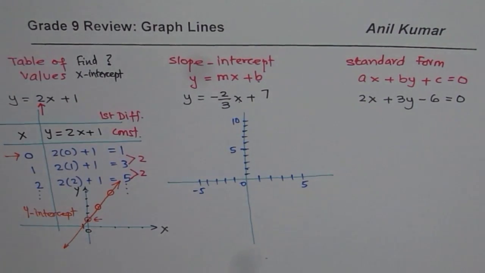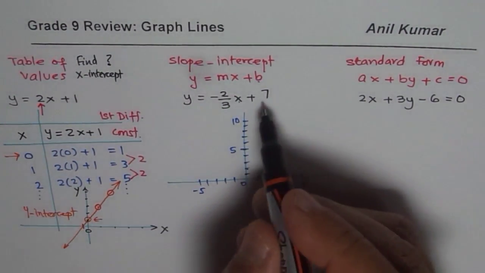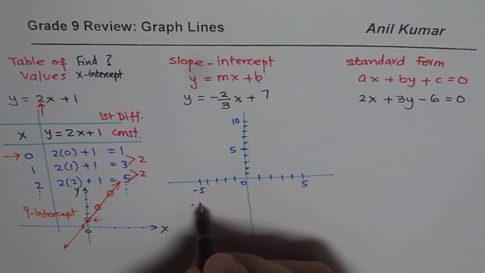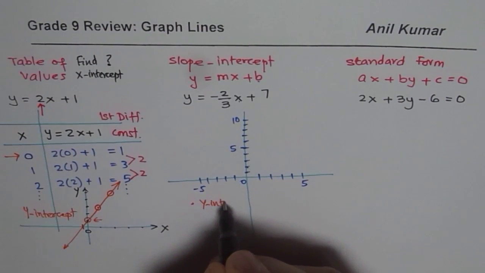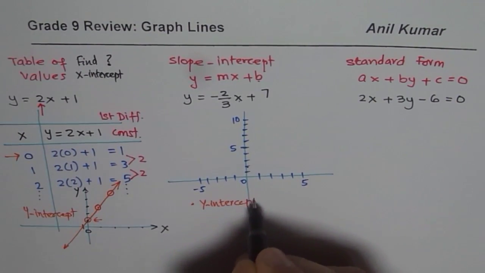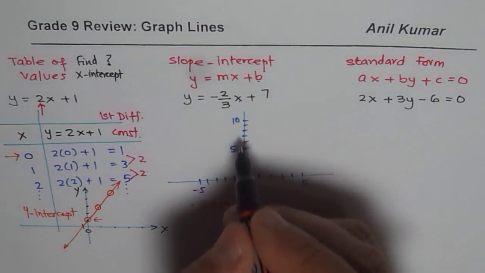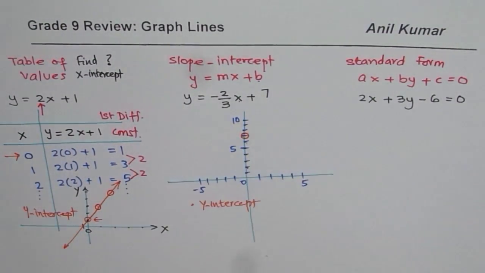So whenever you are given equation in the form of slope and intercept, you should begin with y-intercept. So first thing is y-intercept, right? In our case, y-intercept is 7. So 1, 2, 3, 4, 5, 6, 7. So that is the first point which we are considering.